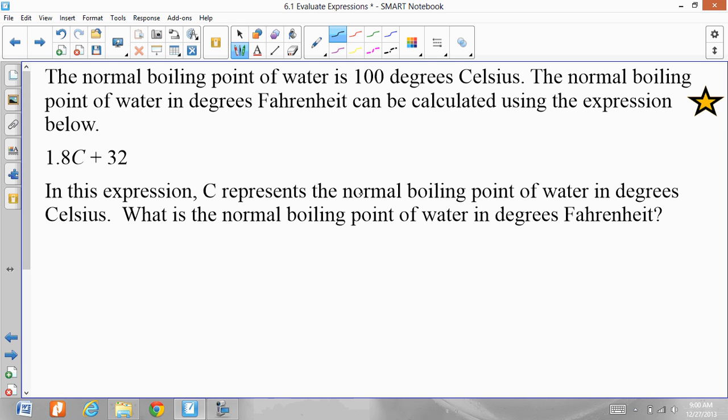Pause the video, read the question, understand the question. Let's begin together. Once again, in this case, the expression is a starting point. So you are starting at 1.8C plus 32, but you need to understand what the expression stands for. The normal boiling point of water in degrees Fahrenheit can be calculated. So this will be the normal boiling point expression.